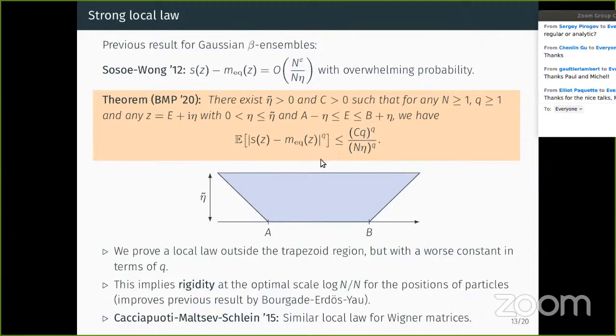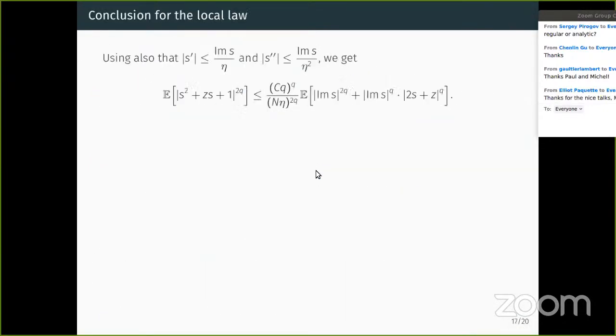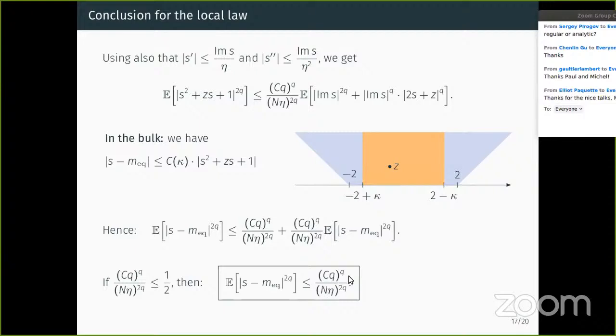For Gaussian beta ensembles, actually, we have a q over 2. So here for the 2q moment, we have only q. So it means that it has not only exponential moments, but also Gaussian moments, this quantity here.